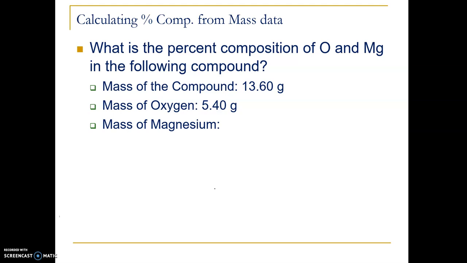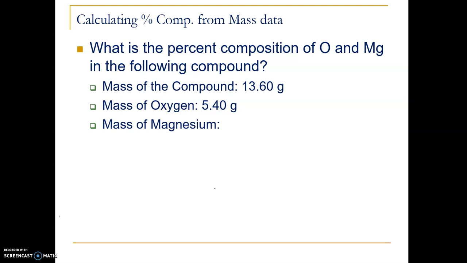The first one we're going to look at is calculating the percent composition from mass data. Our first question says, what is the percent composition of oxygen and magnesium in the following compound? The data they have given us: the mass of the compound is 13.60 grams. The mass of just the oxygen is 5.40 grams, but they have not given us the mass of magnesium.